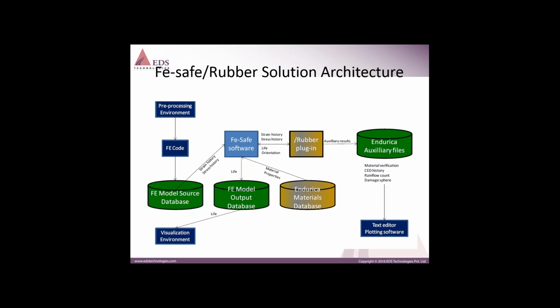Also, information related to rainflow counting on the critical plane can be an output in FSAF Rubber. Also, there is an output called damage sphere, which gives the direction of the largest damage at the critical location. These are the things which will help you understand your component or damage process better.